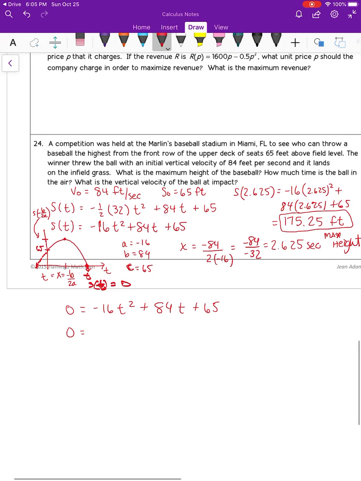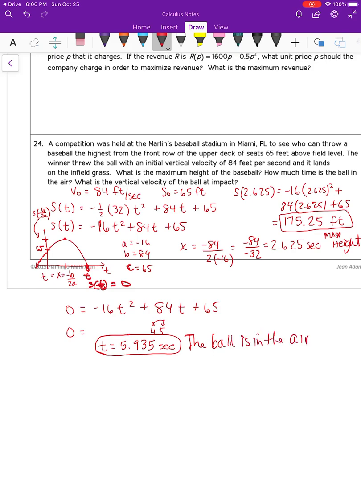And that gives me t equals 5.935 if I rounded the 5 after the 4. It was 4.5. This 5 tells me to round that one up to 5. So this is 5.935 seconds is the amount of time that it is in the air. The ball is in the air for this number of seconds.